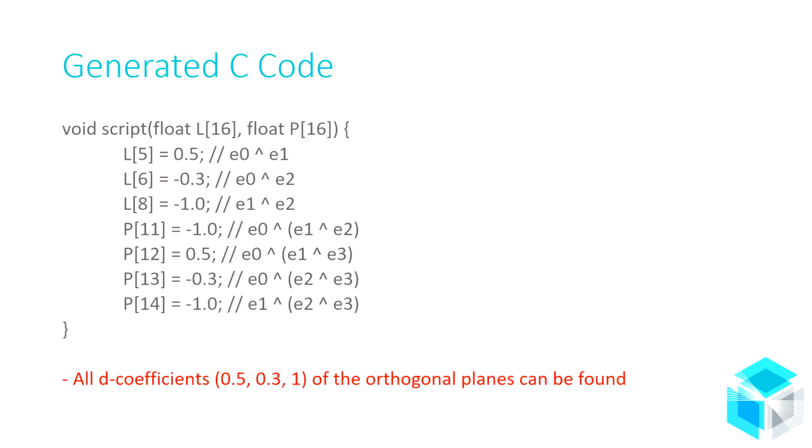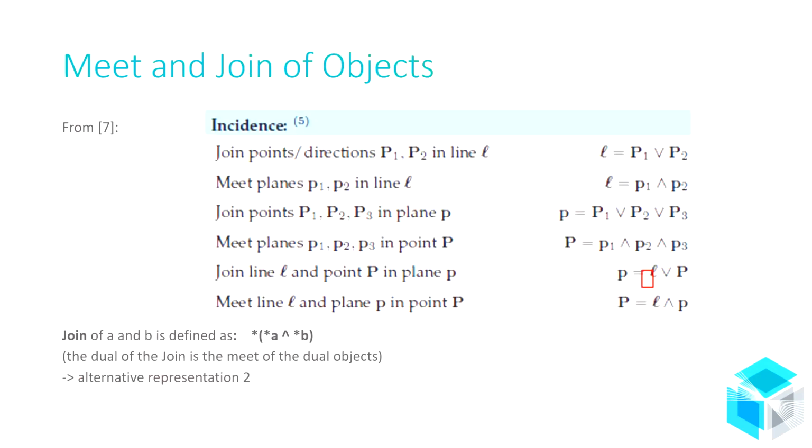This is the generated C code. So you see only the entries of the array describing the multivector which are non-zero. As Leo already mentioned, we can meet and join 2 objects, and this is the join operator. For instance, the join of 2 points, P1 and P2, means what is the line going through P1 and P2.